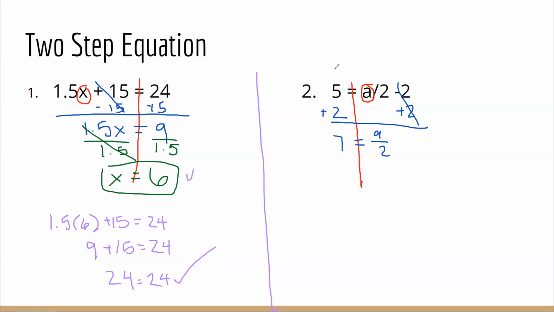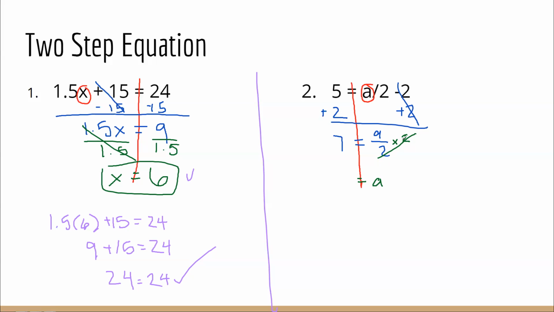I can see that we have division here. The inverse operation of division is multiplication. So the opposite of division is multiplication. So I'm going to be multiplying by 2. And I know that that's the opposite, so I know that they're going to cancel each other out. And that's going to leave me with just an a. And that was our goal. Our goal is to get that variable by itself, isolate the variable.